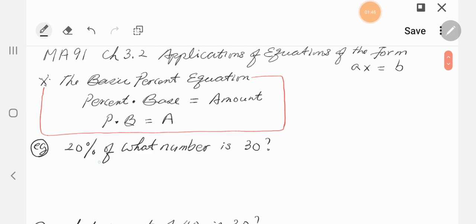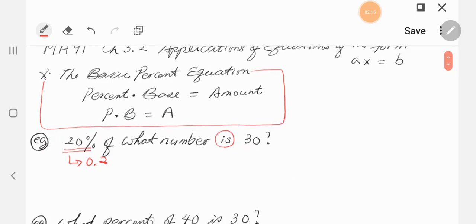So for example, 20% of one number is 30. Let's write an equation. Is means equal. So 20% means 0.2. Always we have to convert percent into a decimal. 20% means 0.2, 50% means 0.5, 100% means 1.